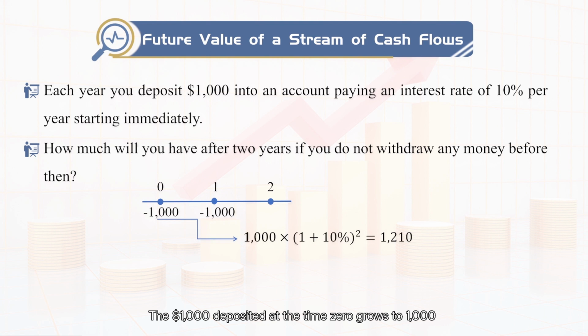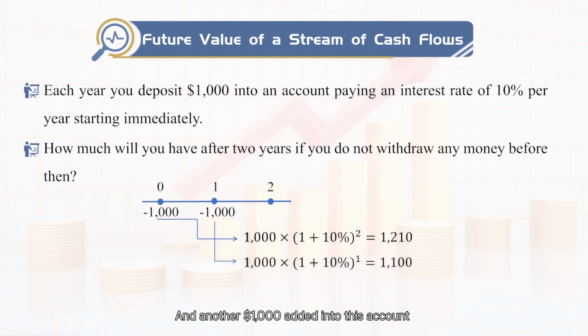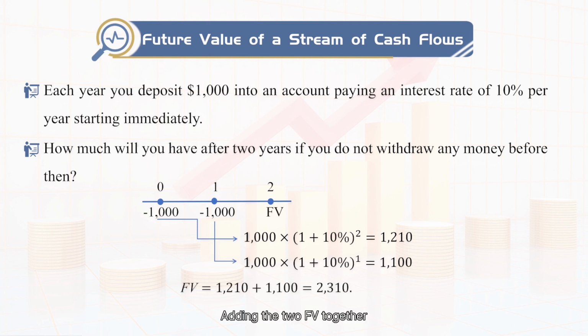The $1,000 deposited at time 0 grows to 1,000 multiplied by 1 plus 10% to the second at the end of the second year. And another $1,000 added into this account at the end of the first year grows to 1,000 multiplied by 1 plus 10% at the end of the second year. Adding the two FVs together, there is $2,310 in the account after 2 years.